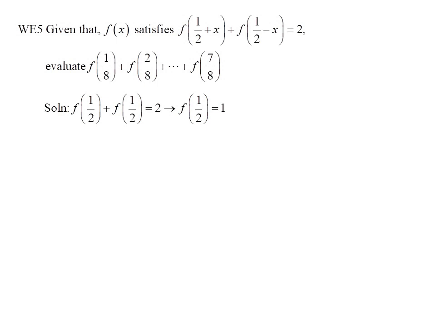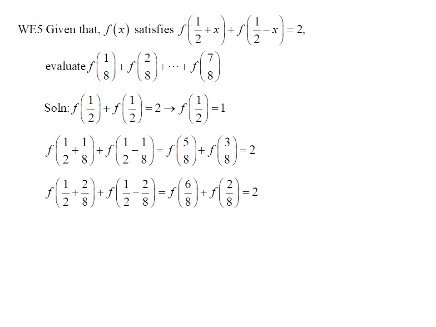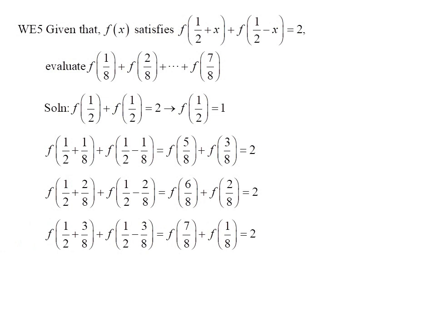In a similar manner, we set x to the values of 1/8, 2/8, and 3/8 accordingly, and hence find that f(5/8) plus f(3/8) equals 2, f(6/8) plus f(2/8) equals 2, and f(7/8) plus f(1/8) equals 2. Therefore, the value of the total sum of f(1/8), f(2/8), and all the way up to f(7/8) equals 2 plus 2 plus 2 plus 1, which equals 7.